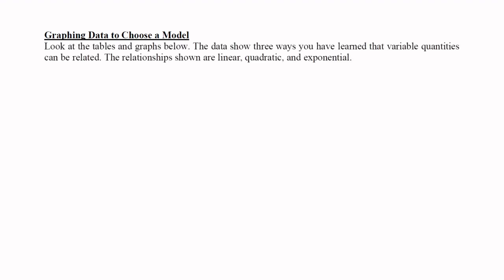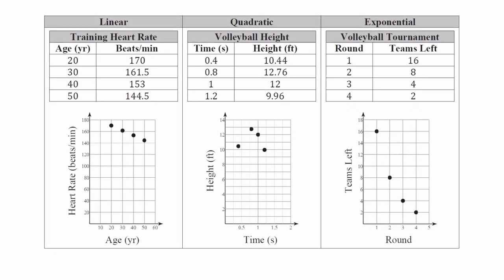So look at the tables and graphs below. The data show three ways you have learned that variable quantities can be related. The relationships shown are linear, quadratic, and exponential. So here are those data. You can see in the first part of this table, we have the training heart rate for someone of a particular age and the number of beats per minute. And you can see a linear regression here where that linear pattern goes down.